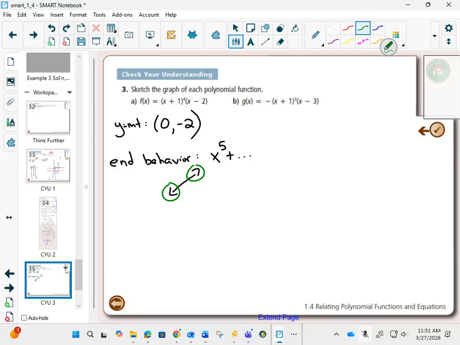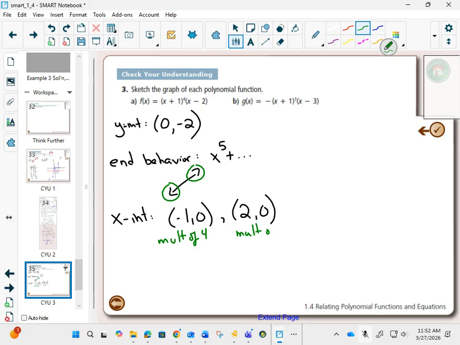But what's really nice is that because it's already factored, I can list all my x-intercepts. I have an x-intercept at -1, 0, and I have an x-intercept at 2, 0. But now underneath these, I'm just going to make a note that that one had a multiplicity of 4. This one had a multiplicity of 1.